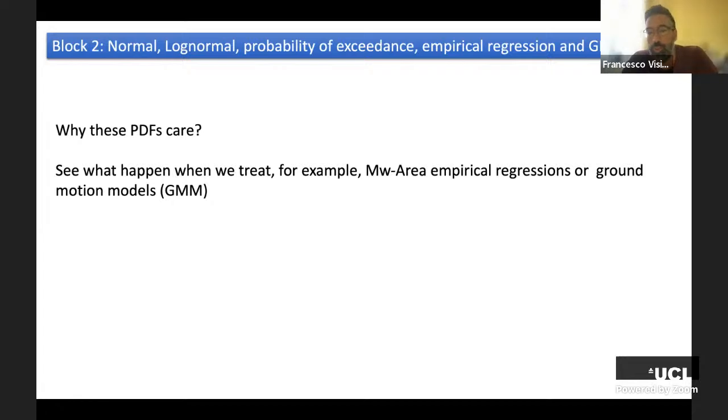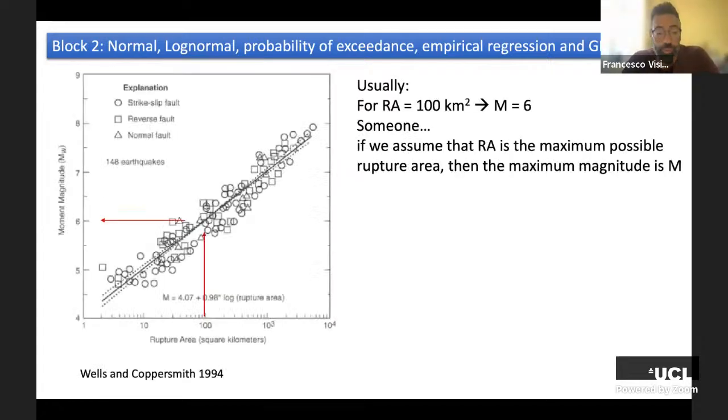I will prepare a simple example using an empirical regression between magnitude and area, and we will see another example using the ground motion. The first one, for example, uses the well-known Wells-Coppersmith 1994 empirical regression, because I think all of us have used regression in our scientific life.